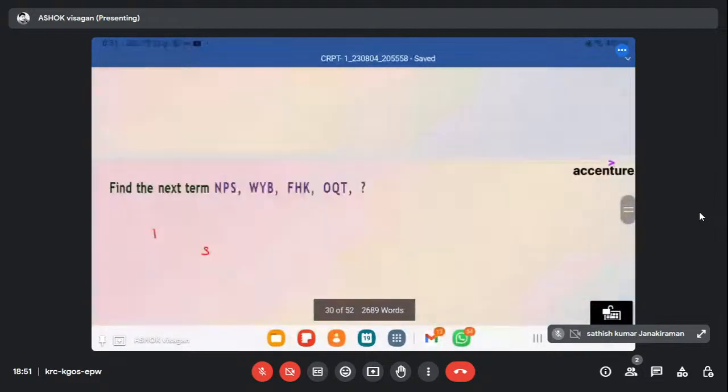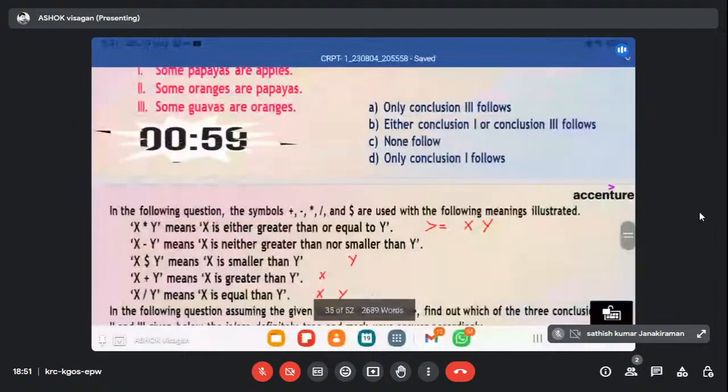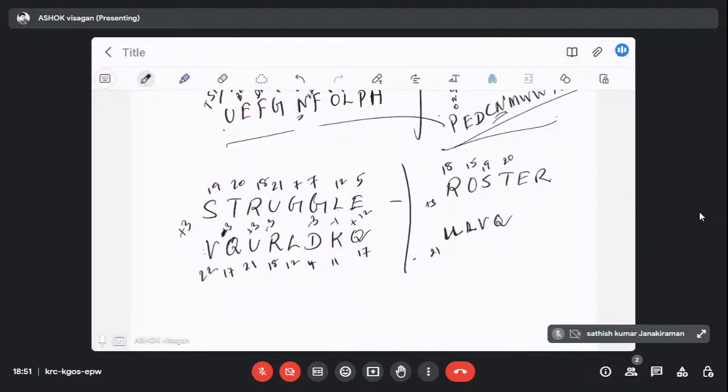Okay, so that is one of the examples for coding and decoding. So coding and decoding, I hope you people have understood. So let's move to the next one. This is what coding and decoding.